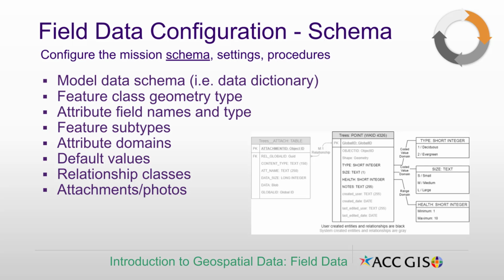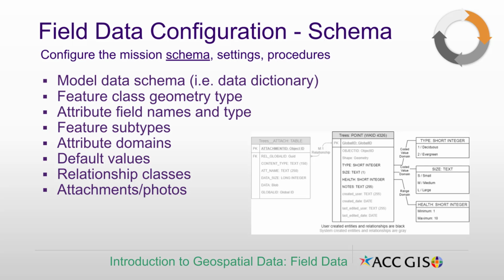Now you need to specify your feature class geometry type. Are you going to be collecting points, lines, or polygons? What attribute field names and the data type for the values you're going to be collecting in the field? And then, of course, we can enhance our geodatabase structure by using advanced geodatabase objects like feature subtypes to subset our features, or attribute domains to restrict the values within a particular field for the data we're collecting.